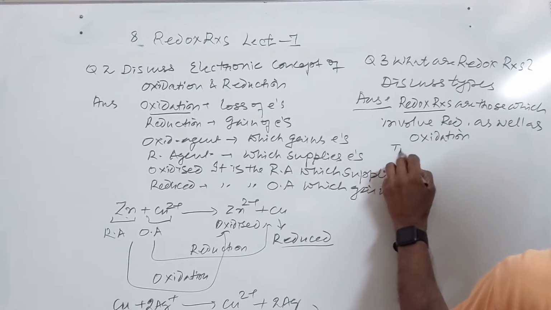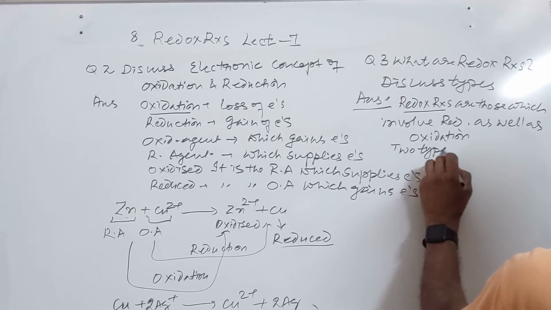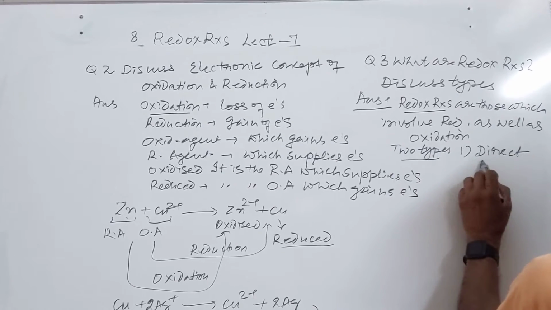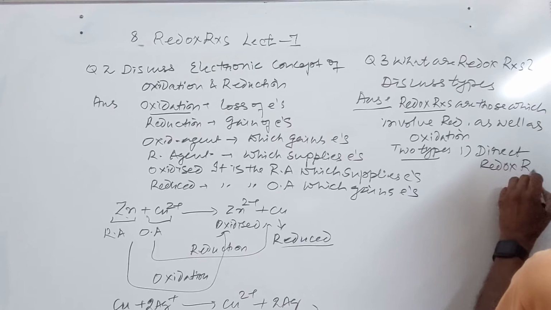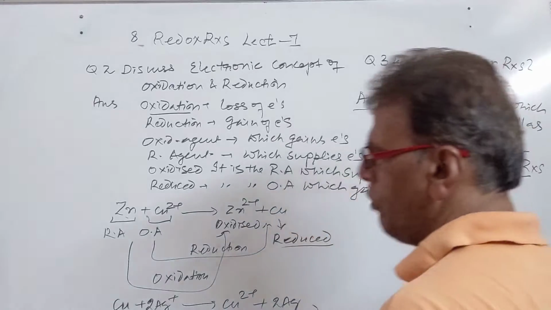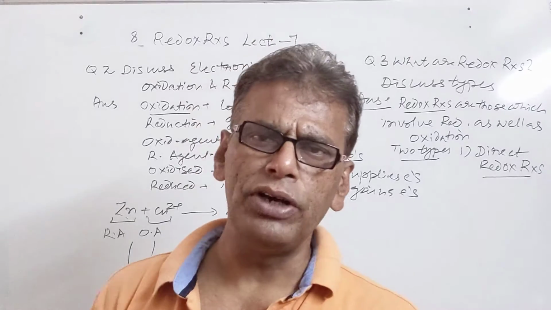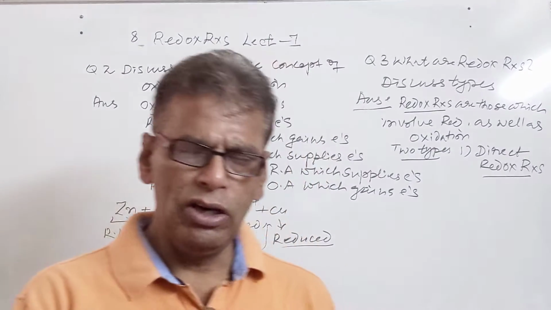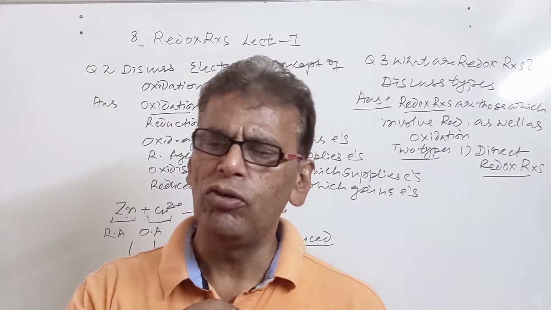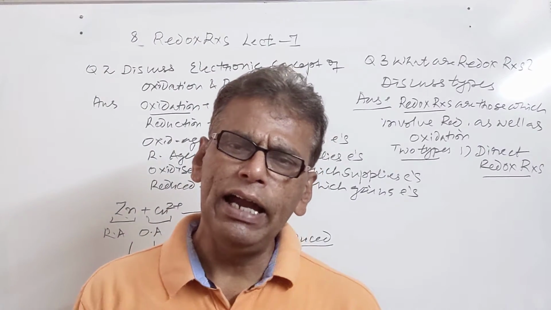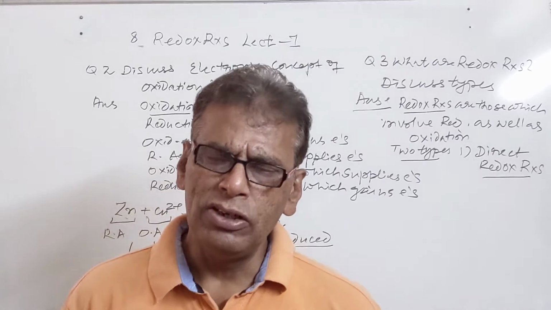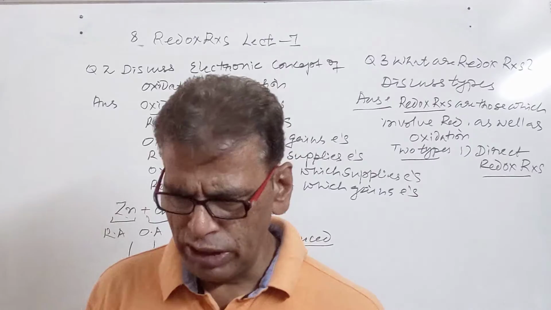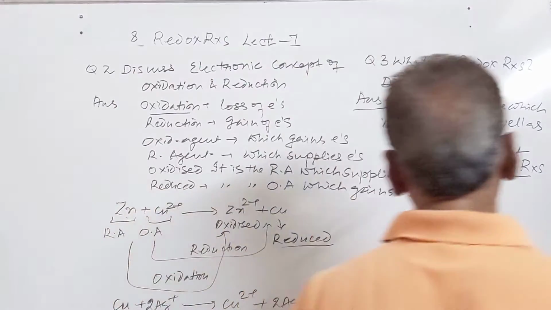There are two types. Number one is direct redox reaction, or those reactions where oxidizing and reducing agents are in direct contact with each other. The flow of electrons takes place over a very small distance, and the kinetic energy of the electron is lost in the solution. Therefore, this solution gets heated up during the redox reaction.